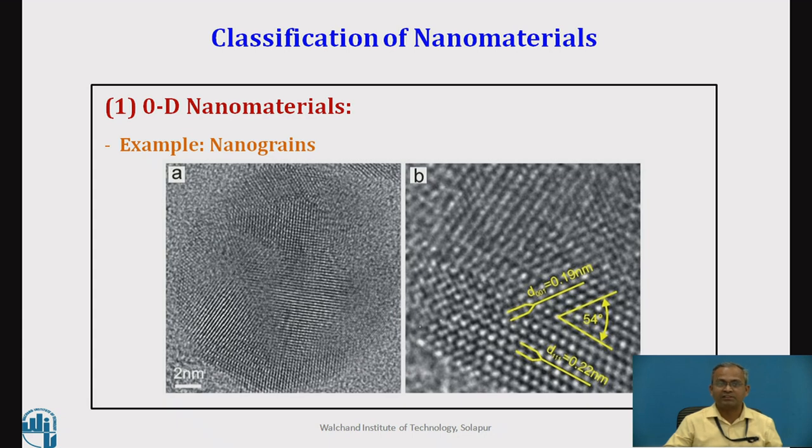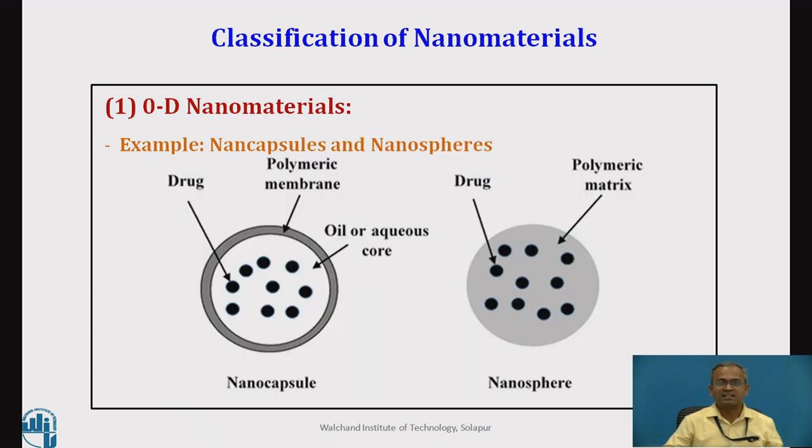A nanograin refers to a grain or crystalline domain in a polycrystalline material that has a size in the nanometer range, typically less than 100 nanometer. Here are the images of palladium nanograins obtained by high-resolution transmission electron microscopy. The second example of zero-dimensional nanomaterials is nanocapsules and nanospheres.